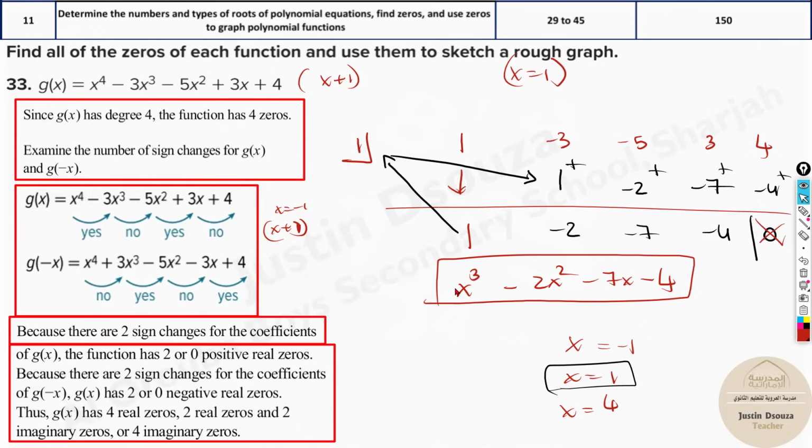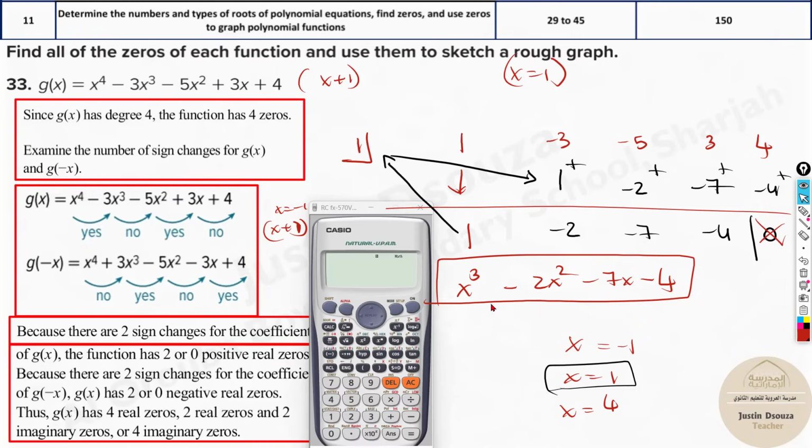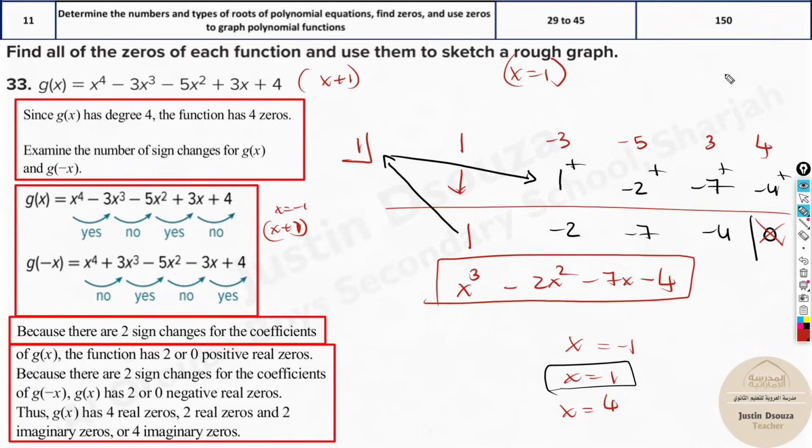Let's find the other solutions from this particular equation. All we have to do over here is press mode, then 5 and option number 4. What are the coefficients? It's 1, minus 2, minus 7, and lastly we have negative 4. We are getting one solution as 4. We knew that. Minus 1 also we knew. And now look over here. We are just getting two solutions. That means one of it is repeated.